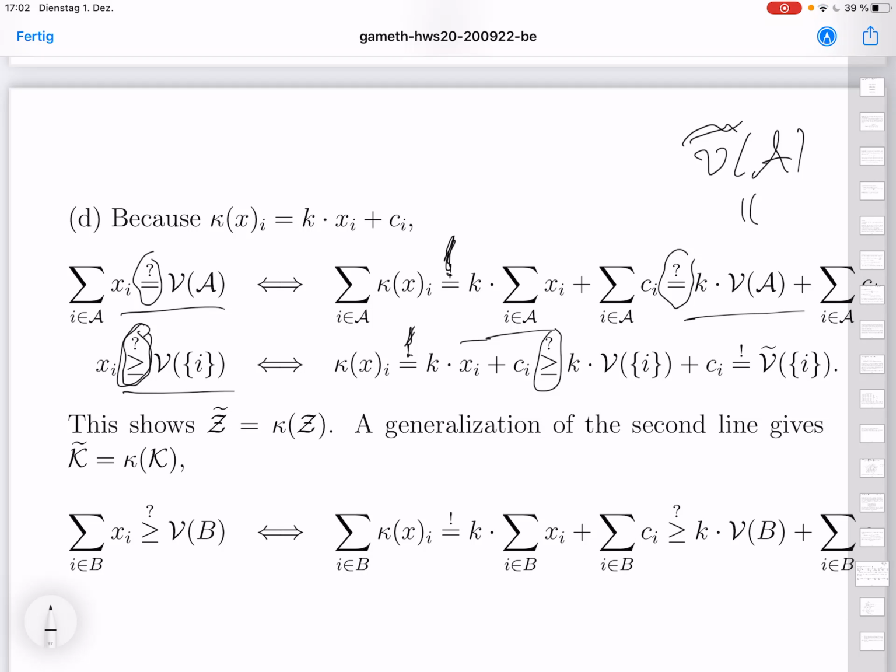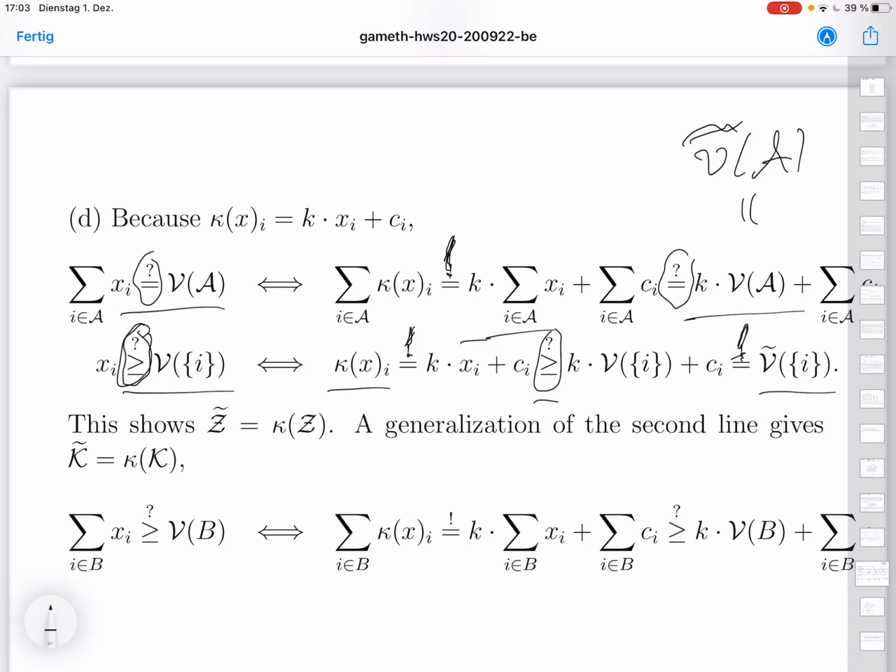And then again, you can't see the final part. This is equal to v tilde of I. So we have here again a non-strict inequality with v tilde of I. So the condition of individual rationality for the original game for some vector x holds if and only if the condition of individual rationality for the second game holds for the vector kappa of x. And this tells us that the set of imputations of the first game is mapped by kappa to the set of imputations of the second game.